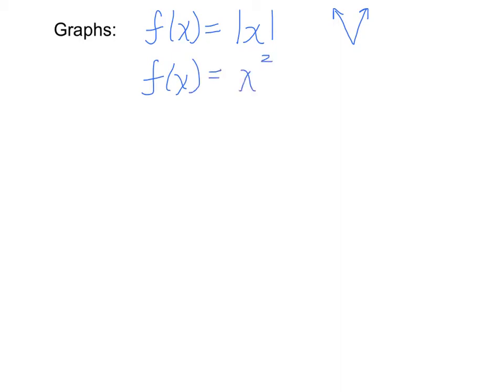So we have absolute values. Graphs, remember, are V's. V shape. We have, if you see, like cubes. Well, let's start with the square. That's a parabola. That's a U shape. And the cubes have this S-looking shape.